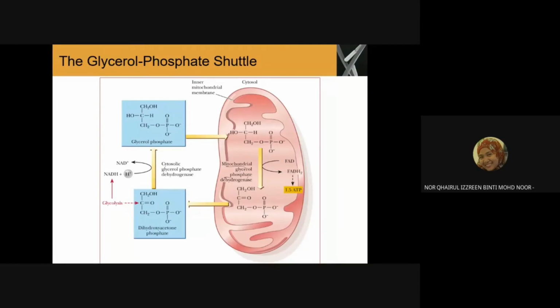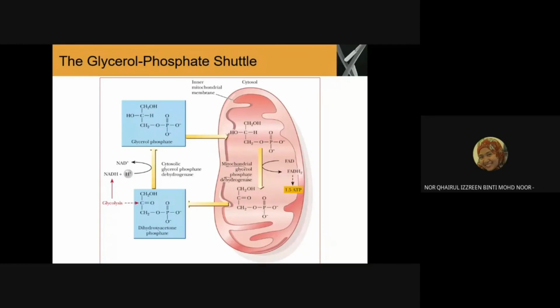When this happens, glycerol phosphate enters the mitochondria. Inside the mitochondria, glycerol phosphate can be converted back again to DHAP, dihydroxyacetone phosphate. DHAP can cross the mitochondrial membrane to the cytosol, and then this cycle repeats again. It converts back to glycerol phosphate, and NADH plus H plus is converted back to NAD plus. So this cycle is recycled.